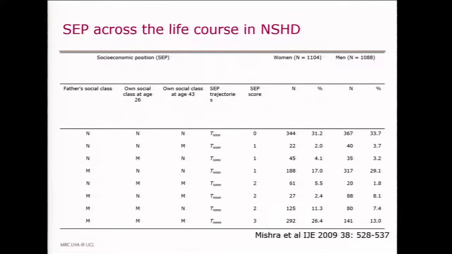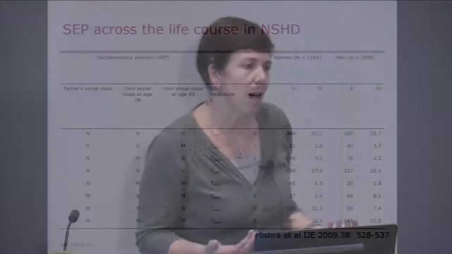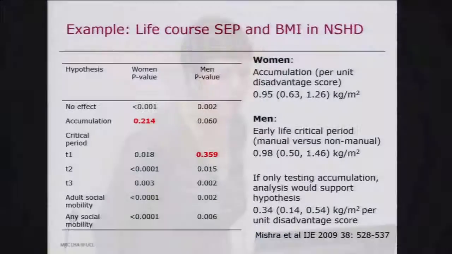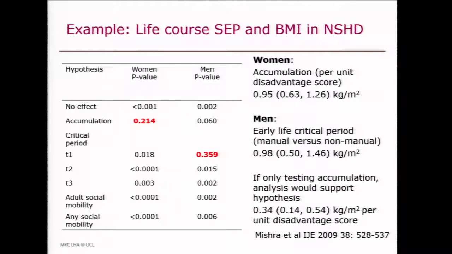And I put this up so I can highlight first the SEP score. You can see that I've ordered it from those that are always non-manual to those that are always manual at the bottom. And you can see that some trajectories are far more common than others. So this does limit the power in disentangling these hypotheses. So this is the example with life course SEP and BMI in NSHD. So that's just the table of the F-tests, and you can see that we select as the best fitting model accumulation for women and the early life critical period for men. And then you can fit the model and produce the estimates.